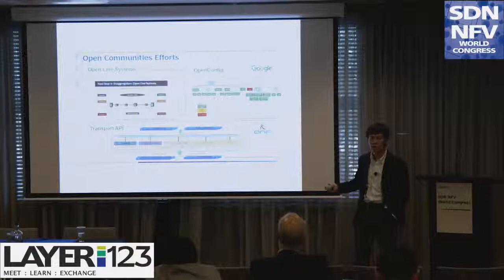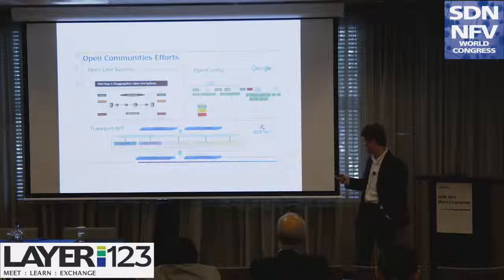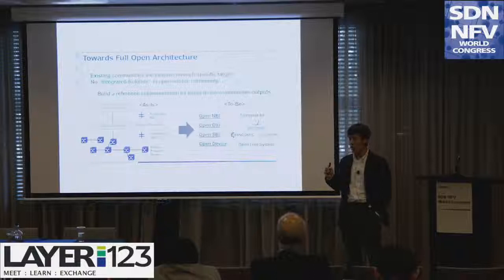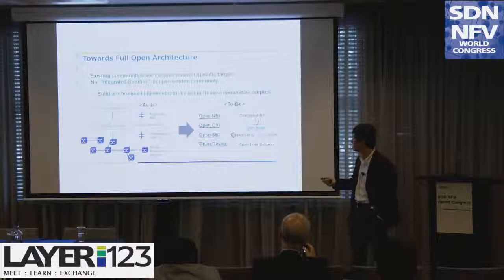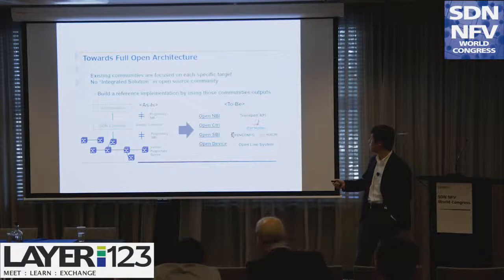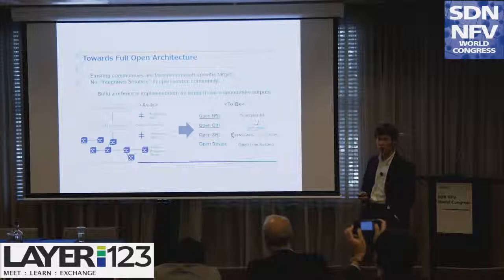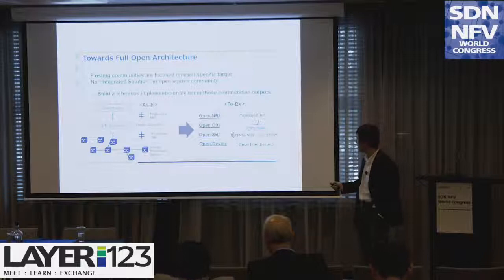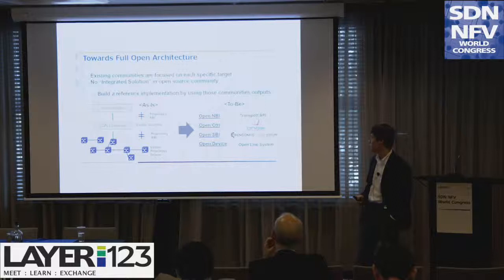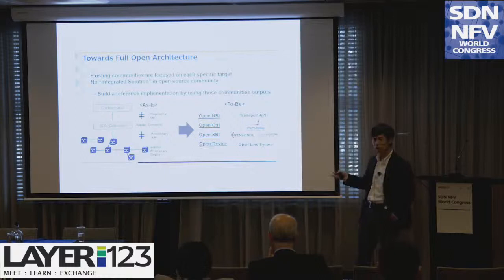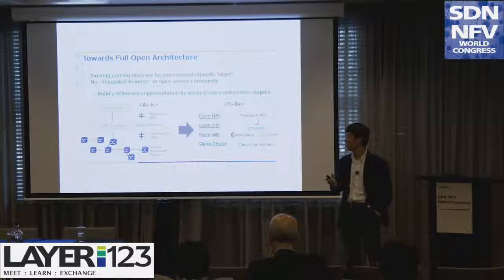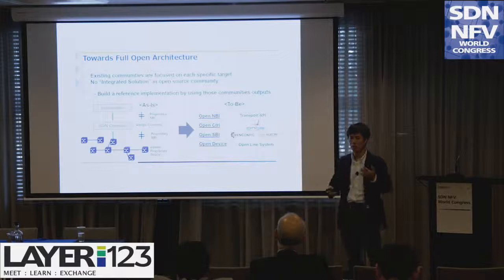We have lots of open source communities worldwide, and lots of activities here, but as we understand, the existing communities are each focused on a specific domain, as shown in the left picture. For example, TAPI focuses on the northbound interface. Regarding the southbound interface, we have OpenConfig and OpenROADM, and regarding the device, we have the open line system. So we have lots of ad hoc efforts in this area. But why not aggregate them together to create an end-to-end solution and provide it to the customer? This comes to the background of this project: to build a reference implementation using those community efforts to create an end-to-end solution. That's the background.